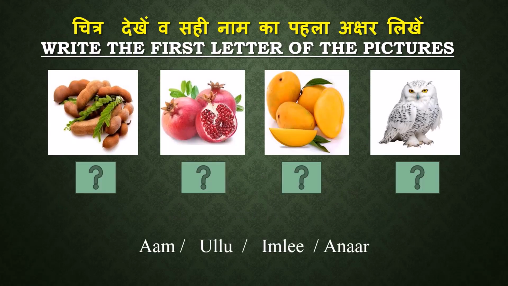This is our second activity. It says चित्र देखे व सही नाम का पहला अक्षर लिखे, means write the first letter of the pictures. Here I have given four different pictures and you have to write the first letter of the Hindi names of these pictures. So those of you who have gone through the Swar Varnamala video, you will recognize these pictures easily.